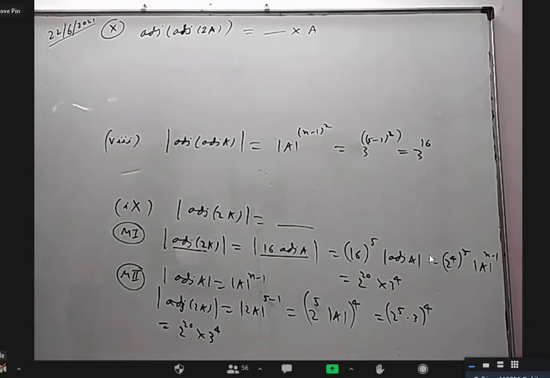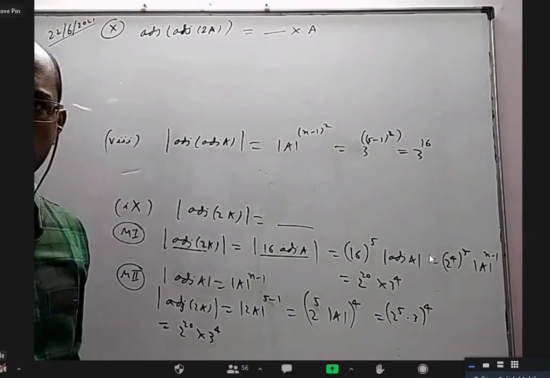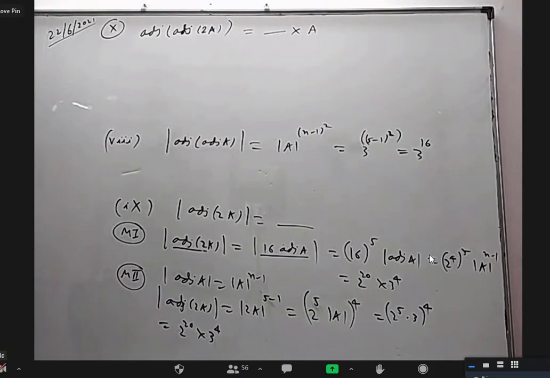Sir, 2 power 5 into 3 power 3. Sir, it's 2 power 5 into 3 whole power 3. So you want to say 2 power 15 into 3 cube. Yes, sir. 2 power 15 into 3 cube.